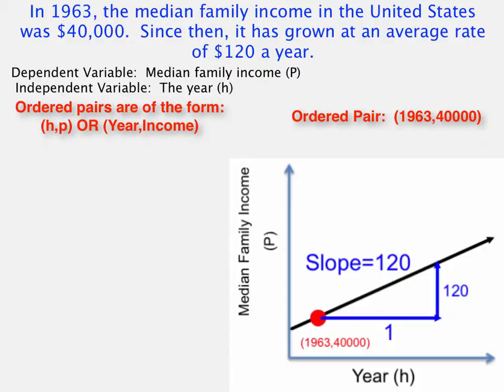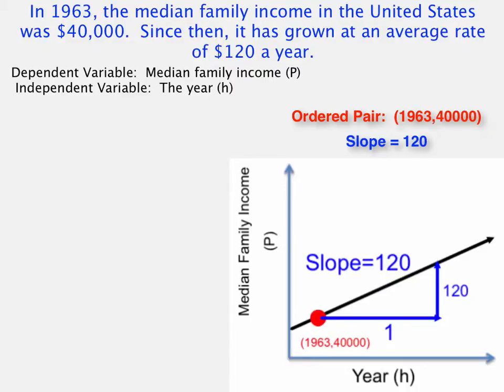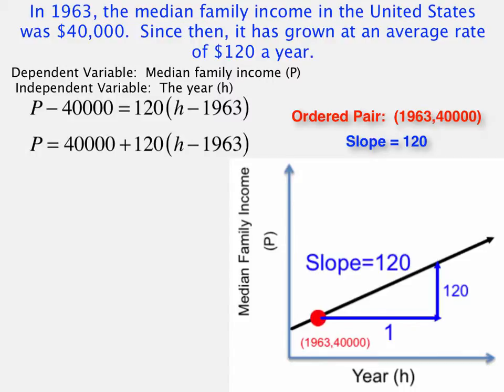In this case, the slope, or the rate of change, is 120, because every year that goes by, the median family income goes up by the same $120. Now that we've got an ordered pair and a slope, we're ready to model this situation using the point-slope form of a linear equation. In this case, our equation would be P minus 40,000 equals 120 times the quantity H minus 1963. Or of course, the way I prefer, P equals 40,000 plus 120 times the quantity H minus 1963. The starting value for our median family income was $40,000. This happened in 1963, and it grew at a rate of 120 every year.